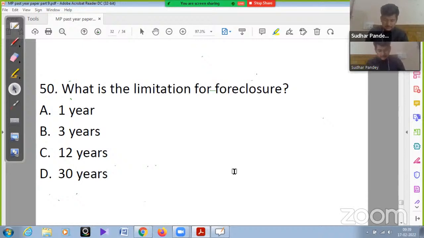What should be the correct answer for question number 50? Ankita Gupta ji is saying D for 49. Yes, D is the correct answer, Ankita ji. Yes, question number 50. What should be the correct answer? Its correct answer is 30 years. So the limitation period for foreclosure is 30 years. Remember, in all the cases of immovable property except foreclosure, it is 12 years. Yes, Harshvardhan Gautam ji, 30 years. D for Delhi is the correct answer.